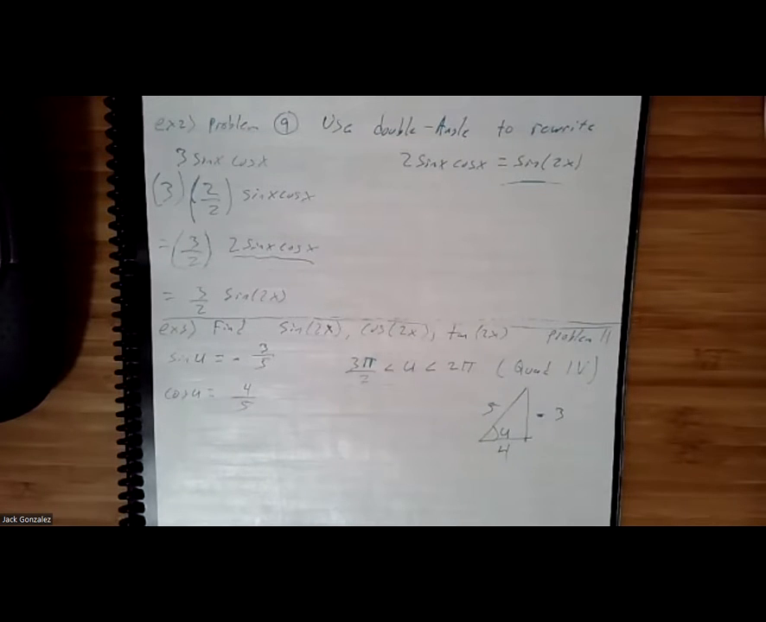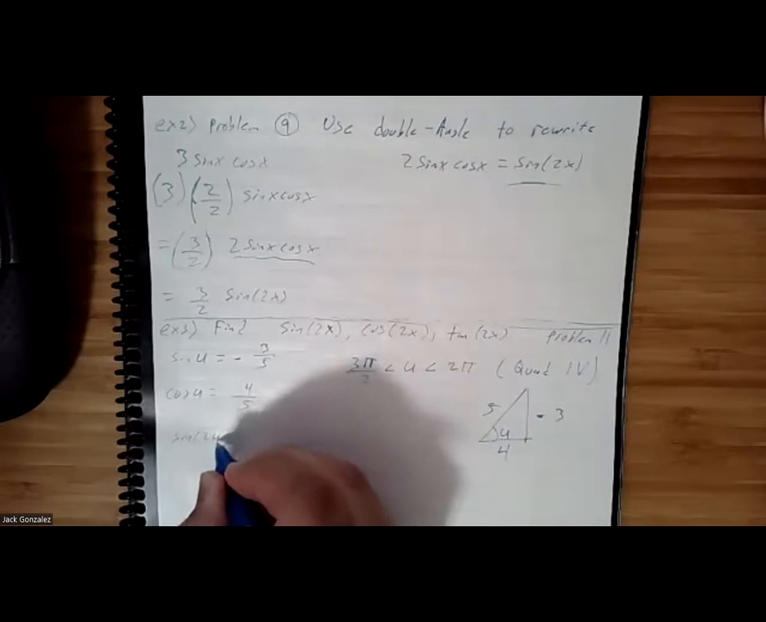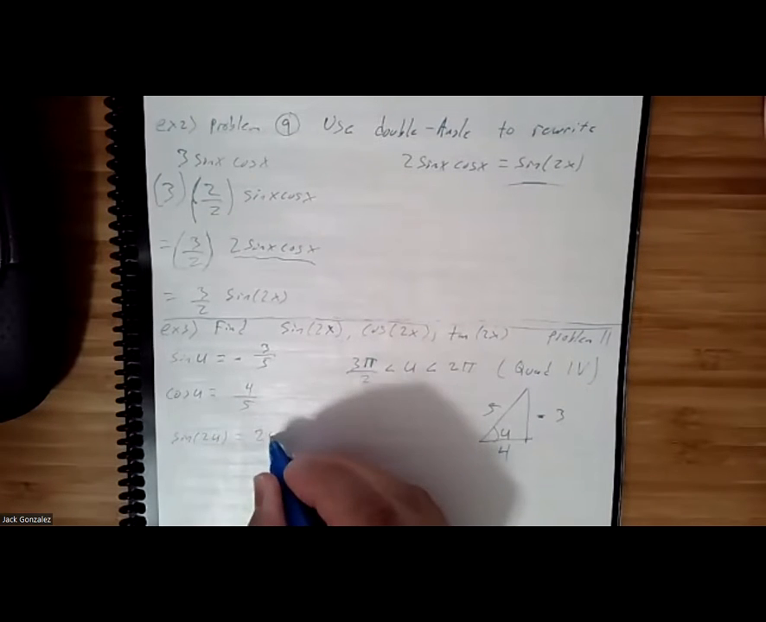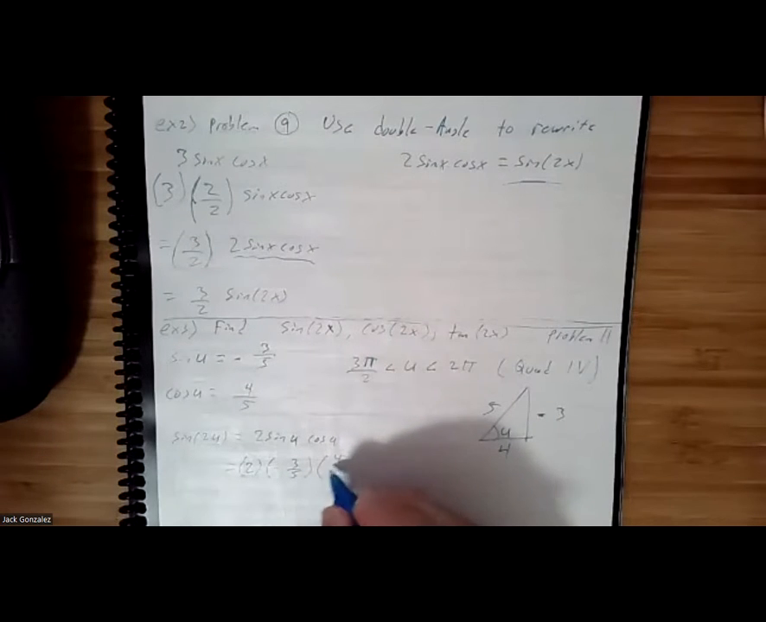Okay. So sine of 2u will be 2 sine u cosine u. So just plug it in. That'll be 2 times negative 3/5 times 4/5.